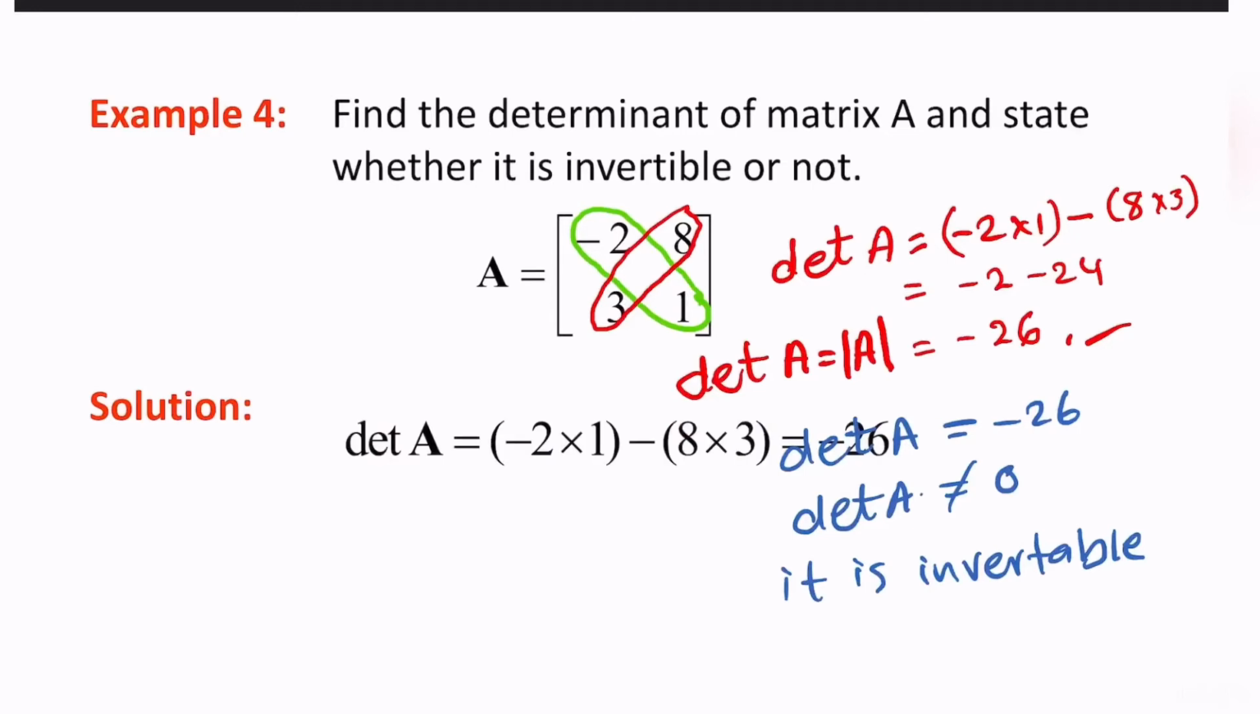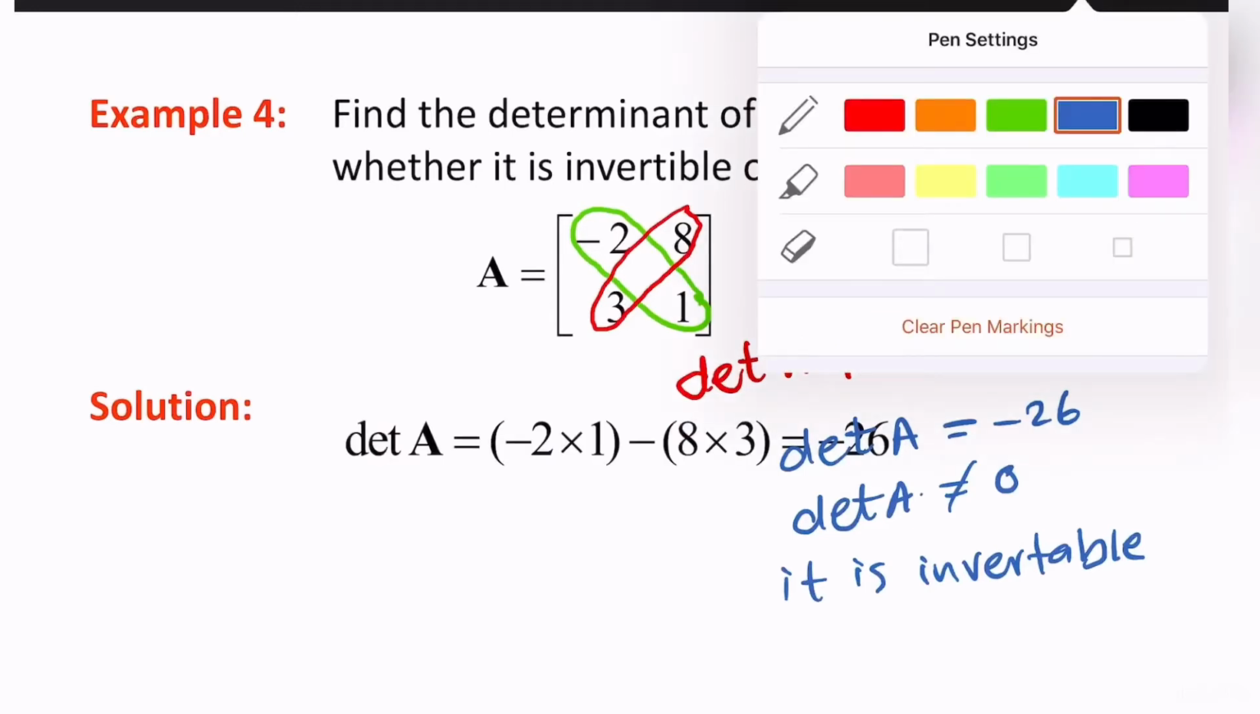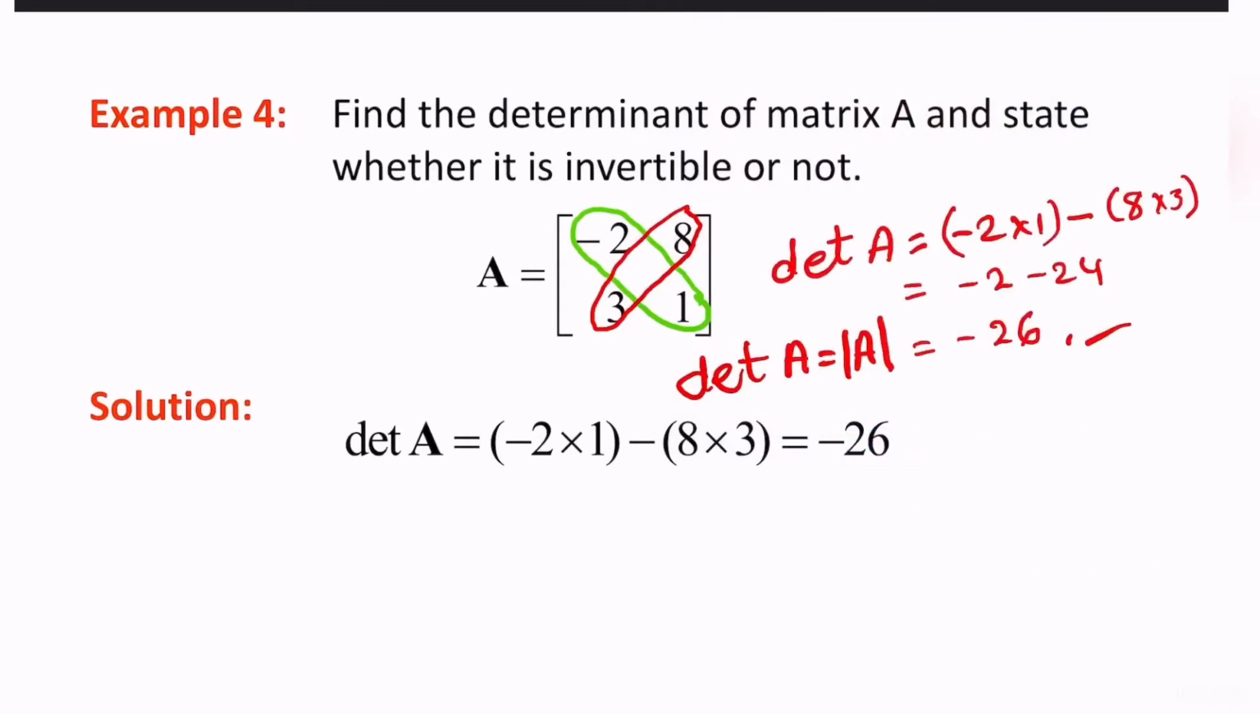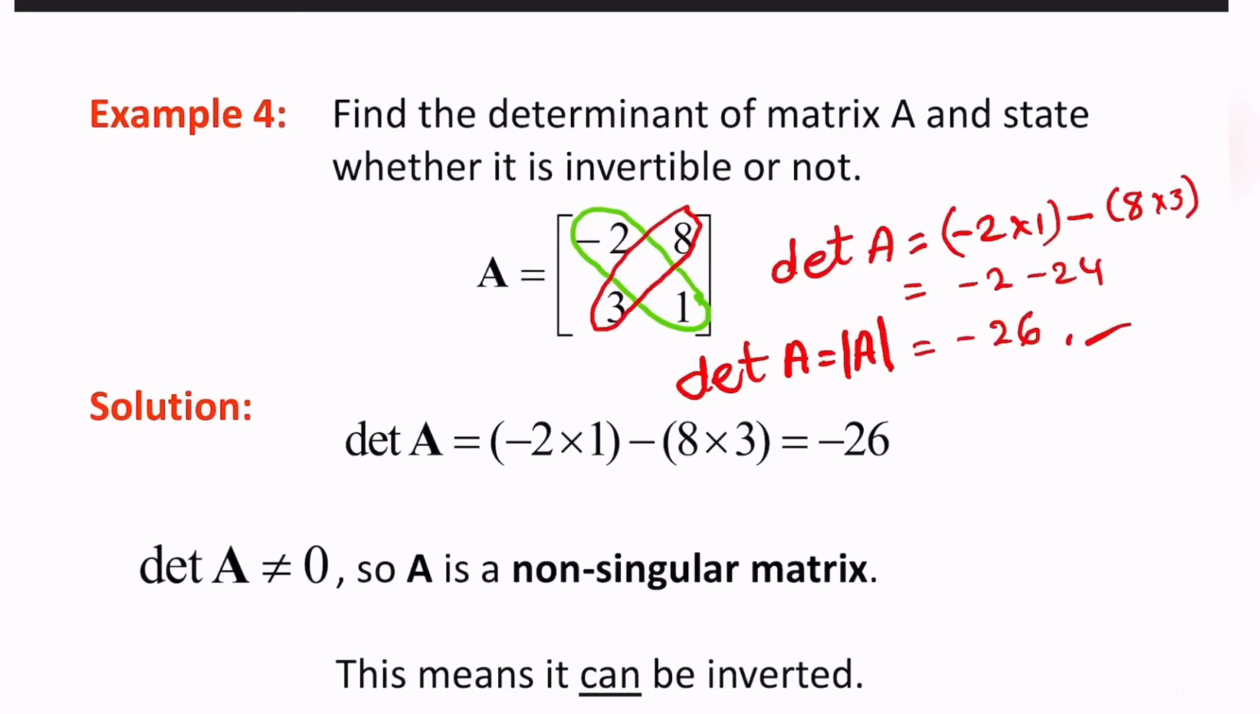Right, let's just clear this so you can have a look at the slide. So the determinant of A is minus 2 times 1 minus 8 times 3, which is minus 26, and because it's not equal to 0, it's a non-singular matrix. That means we can invert it. We can find the inverse for it.